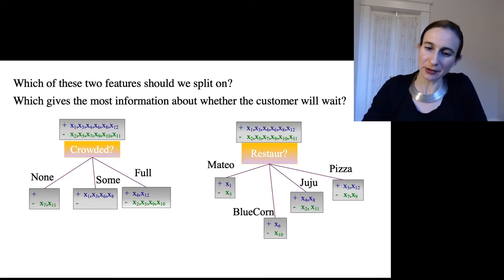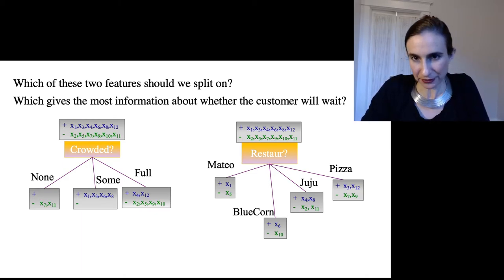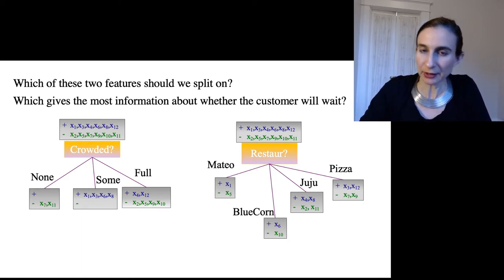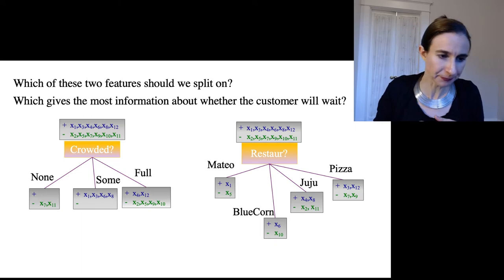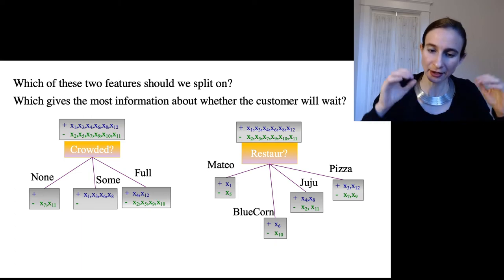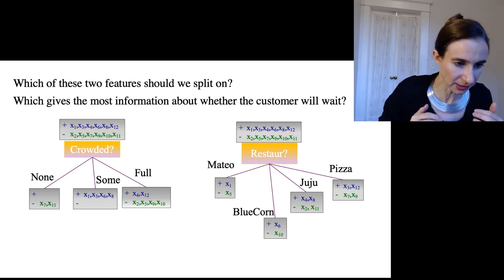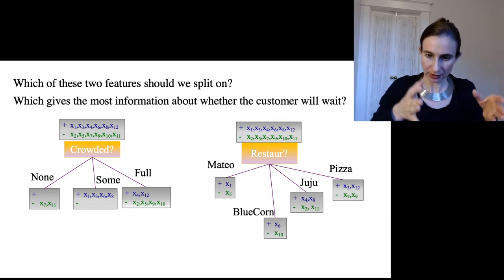Okay, so now let's just do some intuition for these splitting procedures. Let's talk about two features that we're thinking about putting at the top of the tree, whether it's crowded and which restaurant it is. And I want to know, well, which of these two factors gives the most information about the label? So I put all of the data at the top of both features. There's, I think, 6 positive and 6 negative examples. So it's an equal number of positives and negatives that go in.